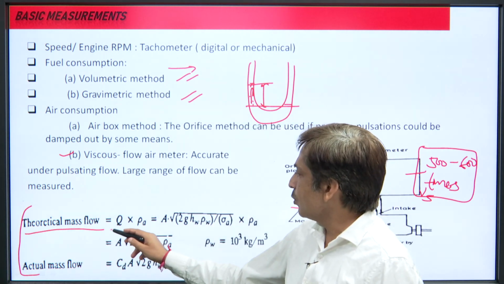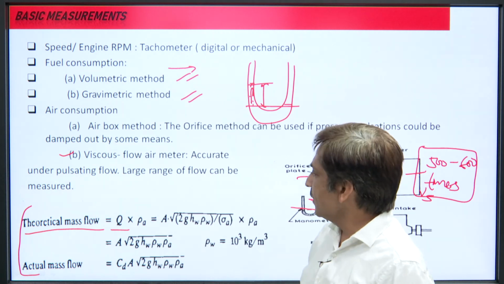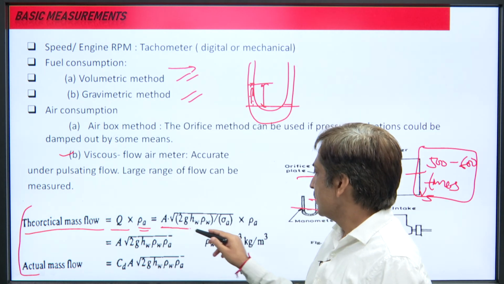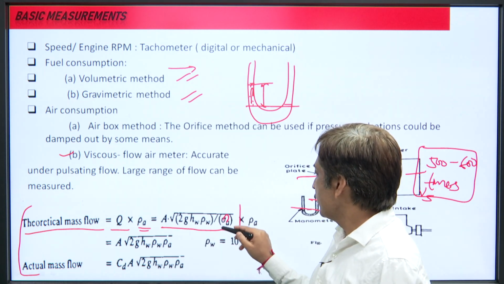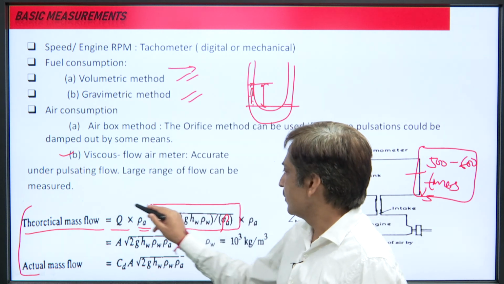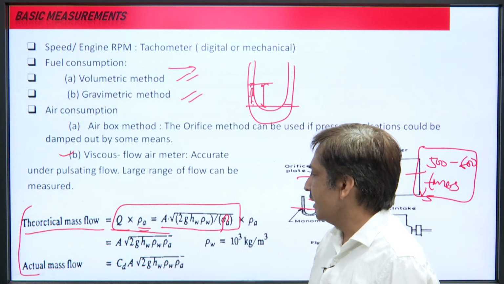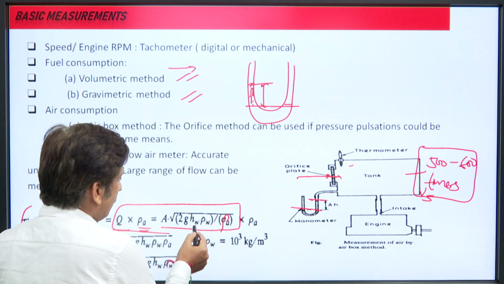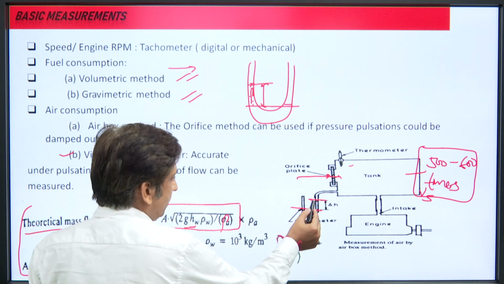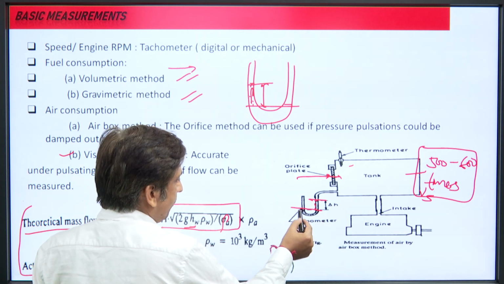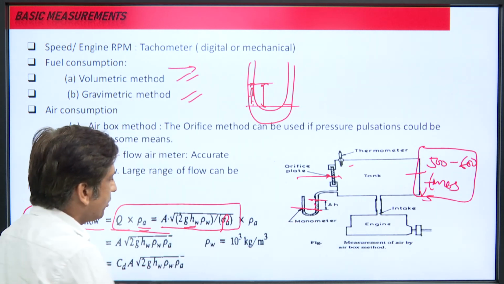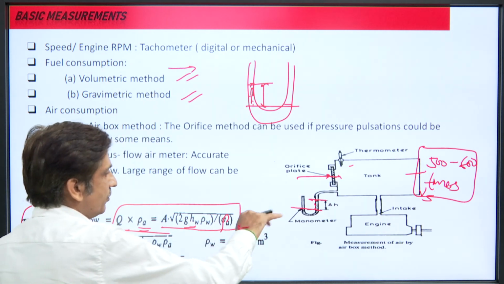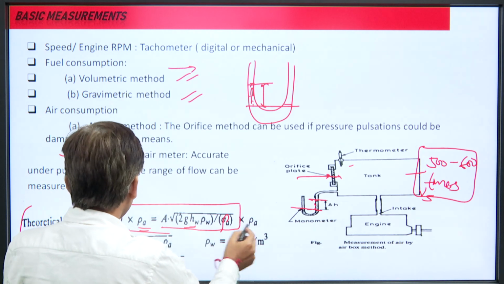with the help of the volume sucked through the orifice into the density of air. This volume sucked can be written like this: A is the area of the orifice, and under root 2 g h_w, h_w is the height of water manometer. If water is here, the water manometer is here. So, rho_w is the water density, rho_a is the density of air which is sucked by the engine.